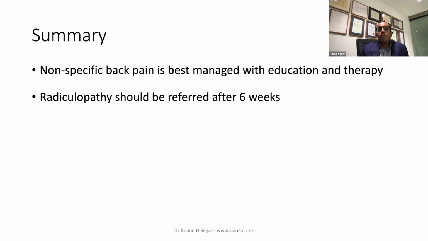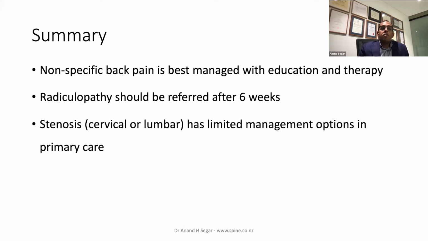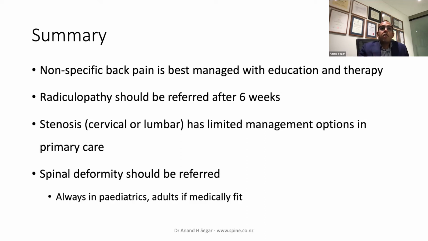Radiculopathy should be referred after 6 weeks or earlier if you're worried about weakness, or if someone really isn't coping with severe radiculopathy. Stenosis, whether that's in the neck or the back, has limited management options in primary care, and you should refer them if you have reached your end of how you can manage these patients. And generally, spinal deformity always should be referred, always in pediatrics, and for the most part in adults if they're medically fit. There is something we can do for adults with spinal deformity.